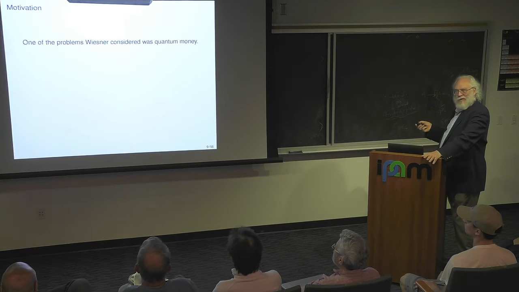So Wiesner considered two problems in this paper. One of the applications he described doesn't actually work because of more strangeness of quantum mechanics. But the other problem he considered was quantum money. So what's the big problem with money? You can make copies of it.